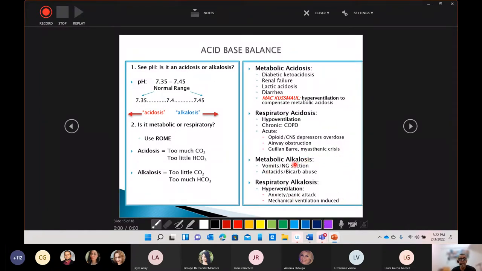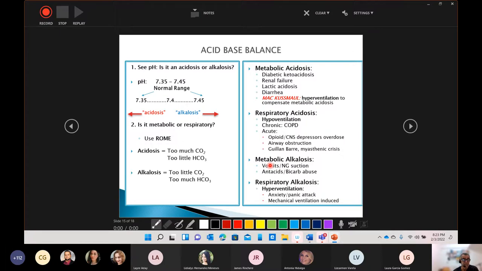So nasogastric suction is the classical example of metabolic alkalosis. Of course, the other option could be vomiting, but it needs to be too much vomiting. For example, hyperemesis gravidarum, a condition in pregnancy where the woman is vomiting too much, or babies that are born with pyloric stenosis, a narrowing of the pylorus valve that makes the baby vomit continuously, with projectile vomiting. These could be examples, because of loss of gastric content with vomiting, causing metabolic alkalosis.